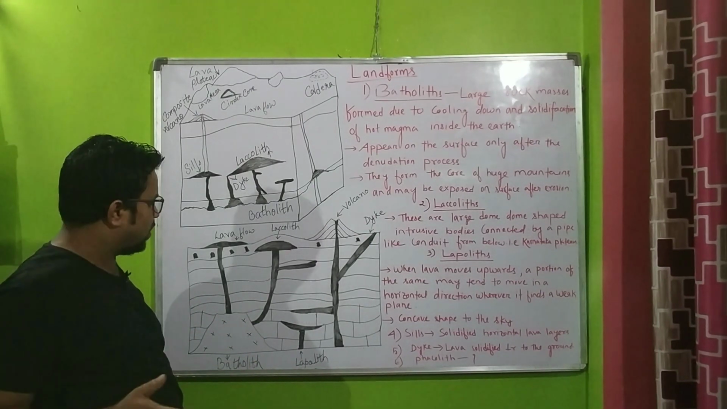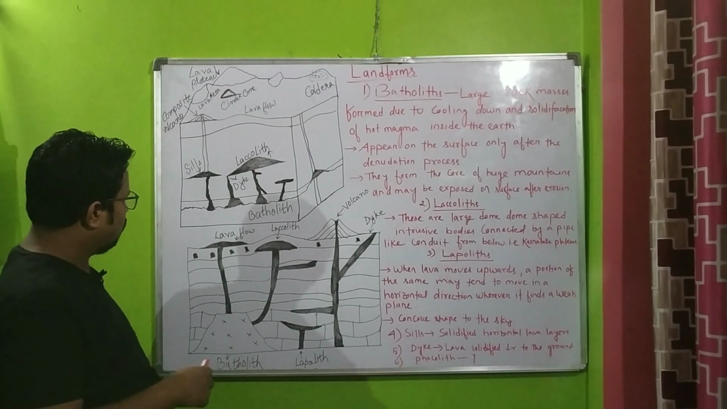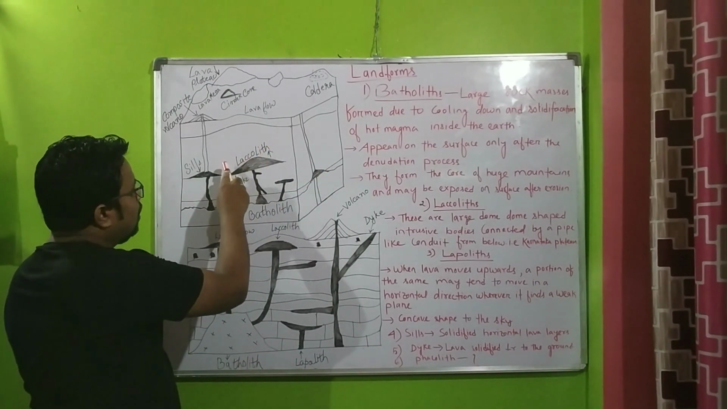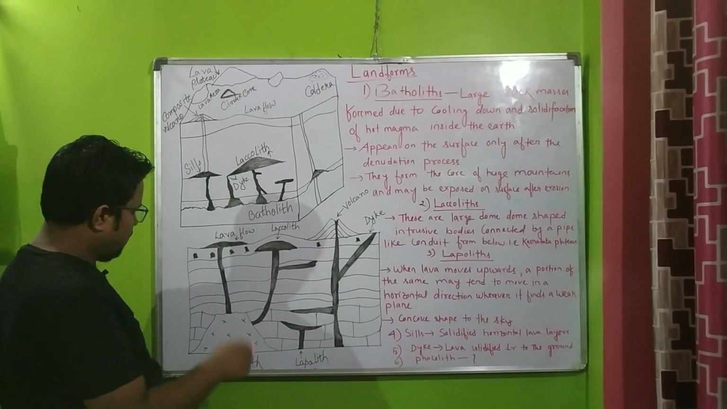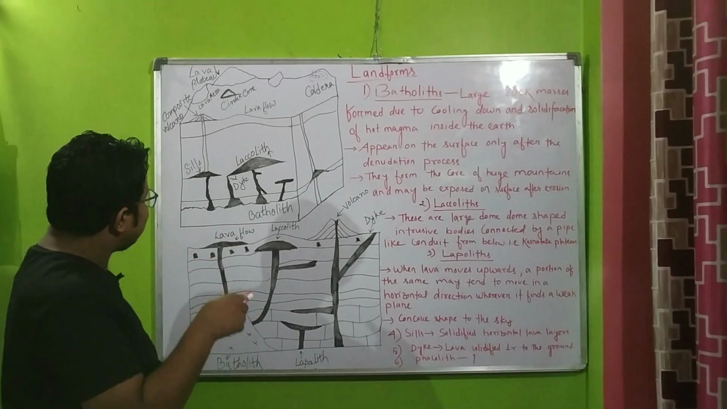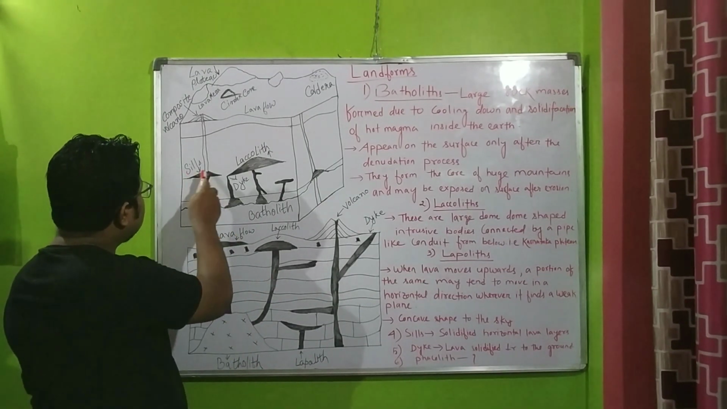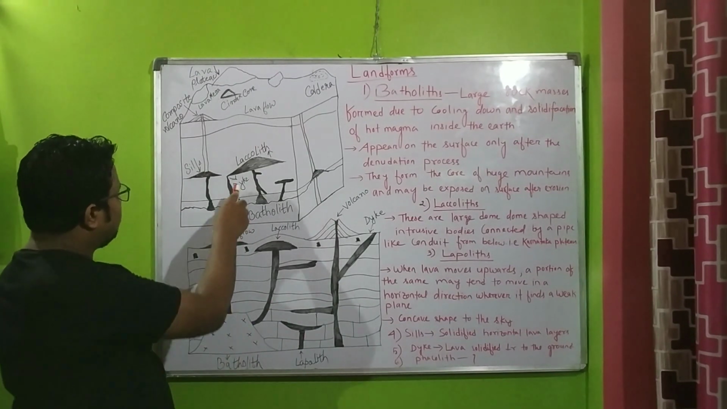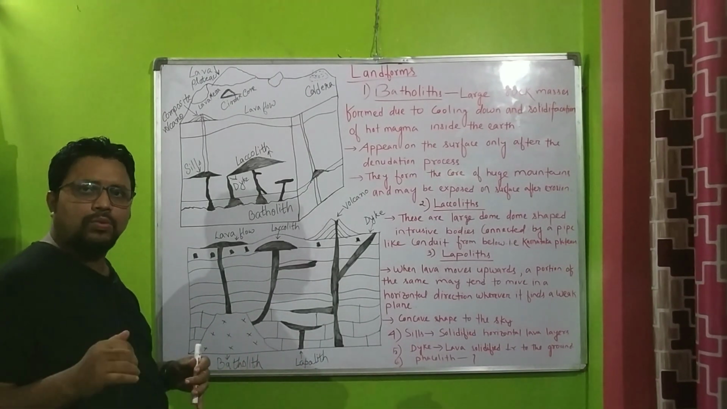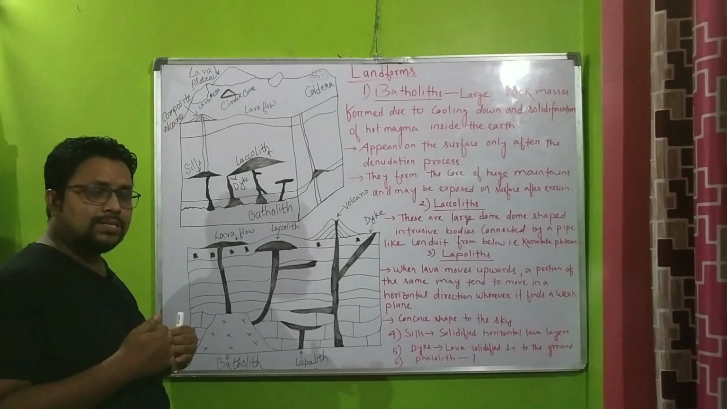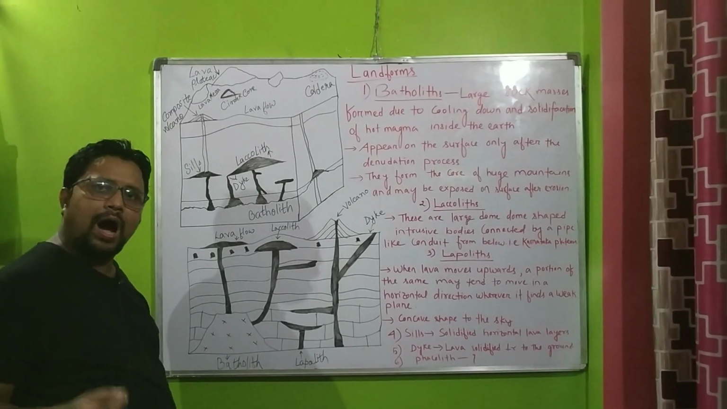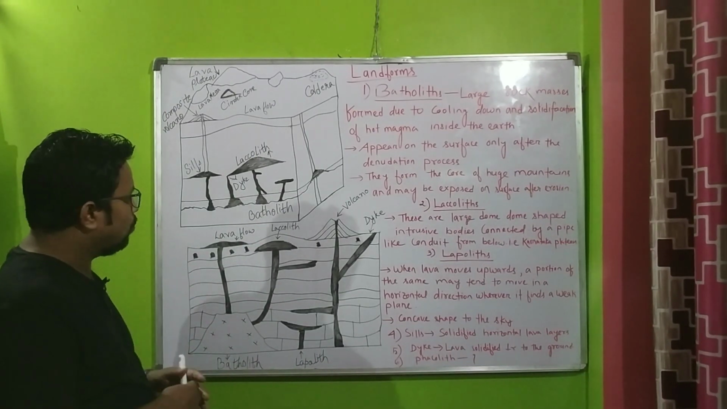And in case of intrusive landforms, we find batholith, laccolith, lapolith, sills, dike, and one more called phacolith. Now, how phacoliths look and how they form, you please write in the comment section.